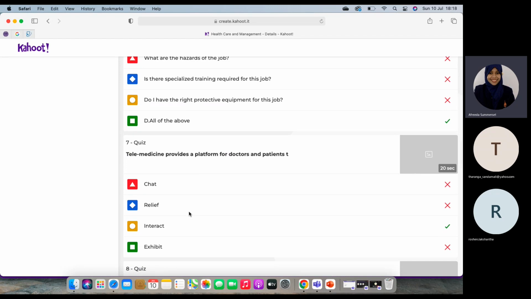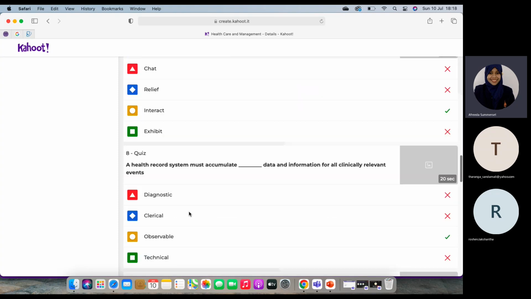Next one. Telemedicine provides a platform for doctors and patients. Why? Because they need to interact, not just to chat. Telemedicine means to interact. In the past we had some doc-on-call apps, and now you also have e-channeling, where in case a doctor cannot come or you cannot meet a doctor in person, you can do e-channeling like that. So you need to have an interaction, right?